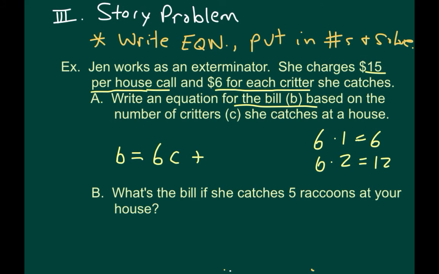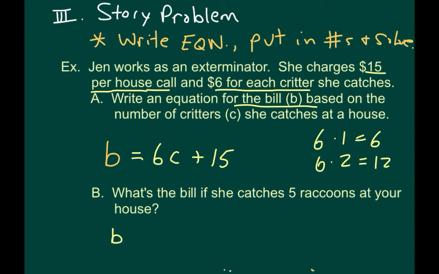Or you could say, well, it's going to cost $15 just to come to the house, plus then she has her charge depending on how many animals she catches. So long story short, our equation is B equals 6C plus 15. And once we're there, now we just say, all right, what's the bill if she catches 5 raccoons at your house? So 5 is going to be the number of critters she catches.